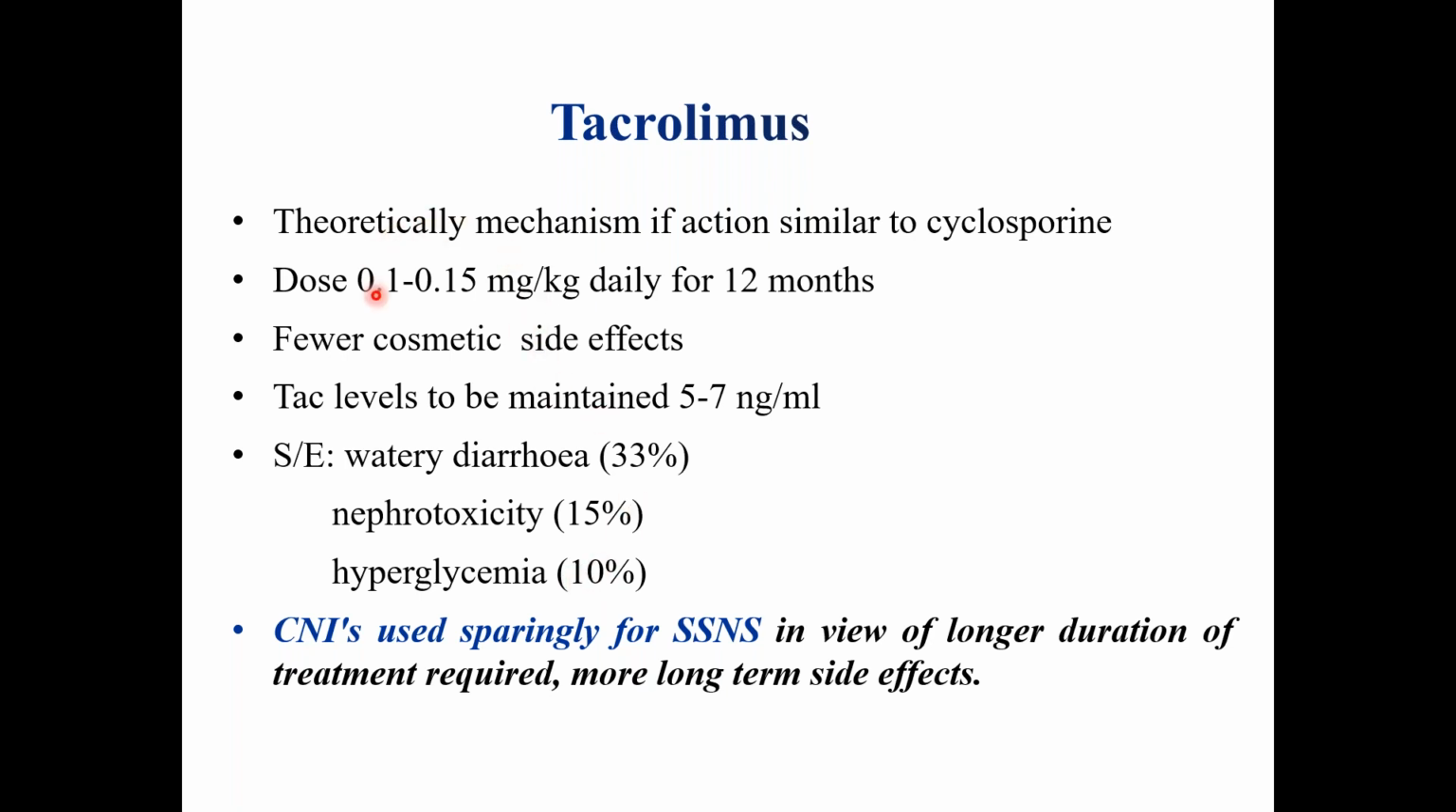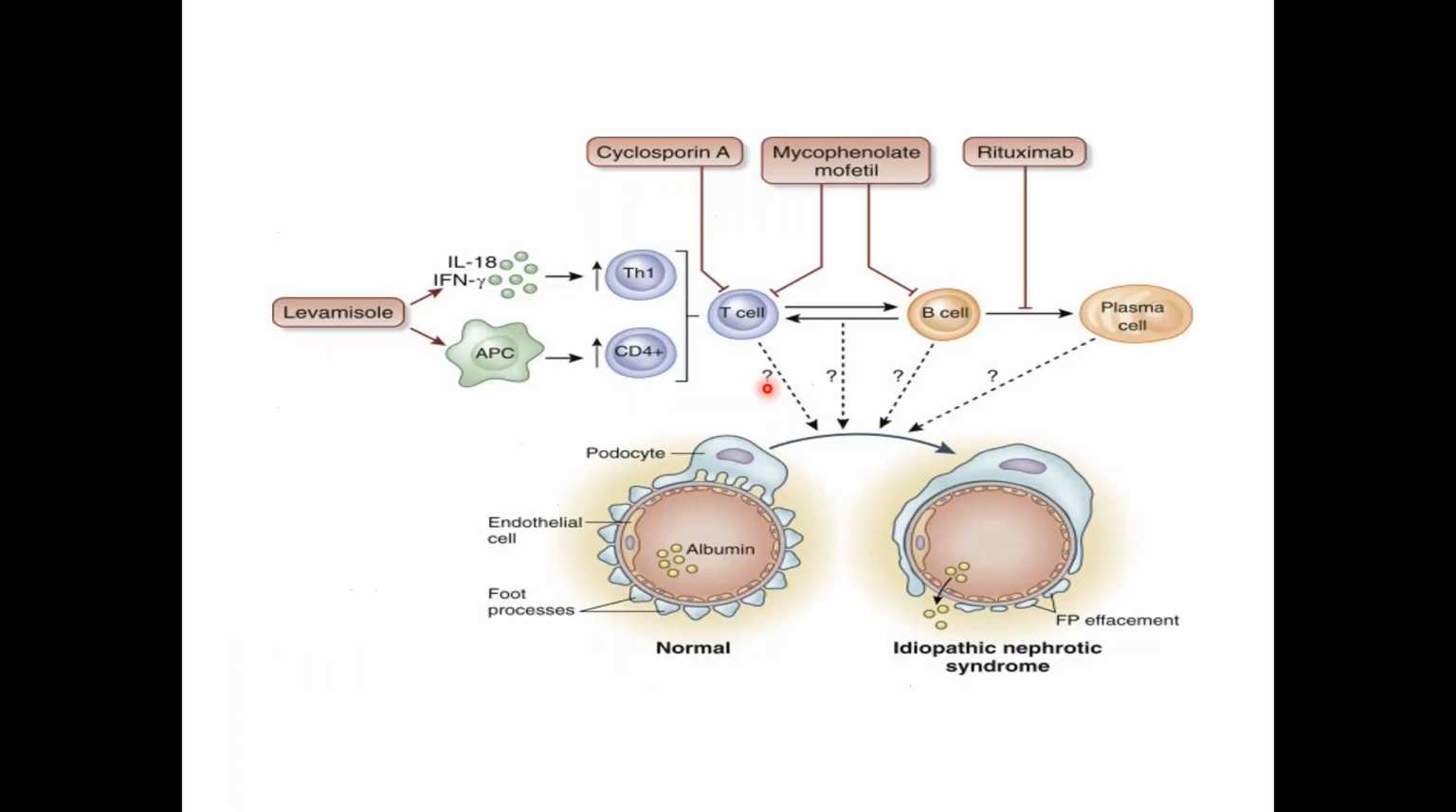And the usual dose of tacrolimus is 0.1 to 0.15 milligram per kg, and it is also given in a BD manner, and it can be given daily for a period of 12 months. We try to avoid therapy with tacrolimus beyond 2 years. And the major advantage of tacrolimus is that it has no cosmetic side effects. So especially in adolescent children, if you are starting therapy for steroid resistant disease, tacrolimus would be superior to use of cyclosporine.